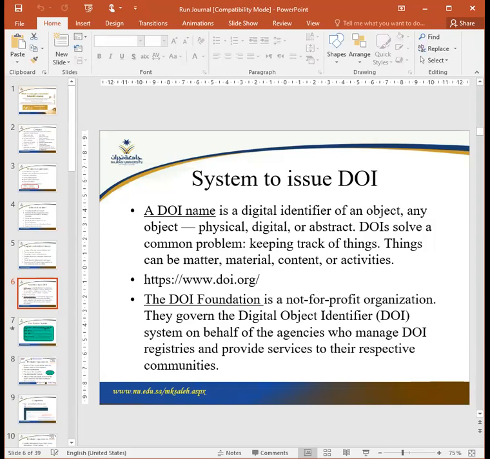www.doi.org. It should be pointed out that the DOI Foundation is a not-for-profit organization. They govern the digital object identifier system on behalf of the agencies who manage the DOI register and provide a service to their respective communities.